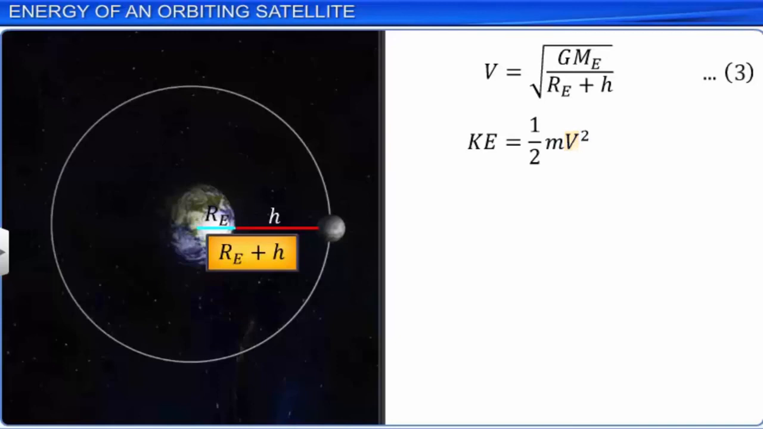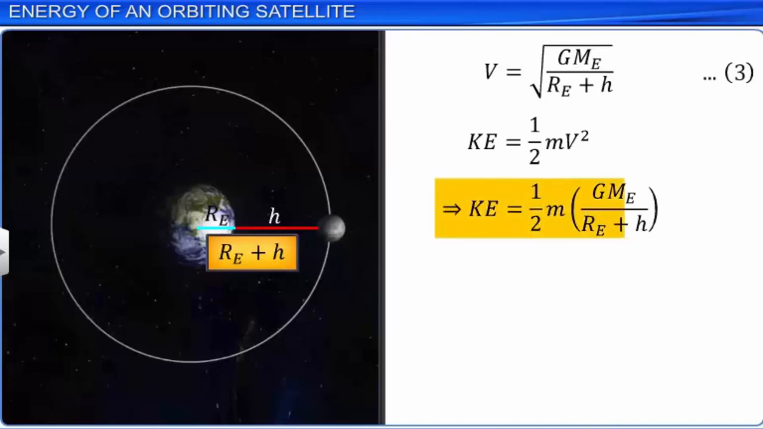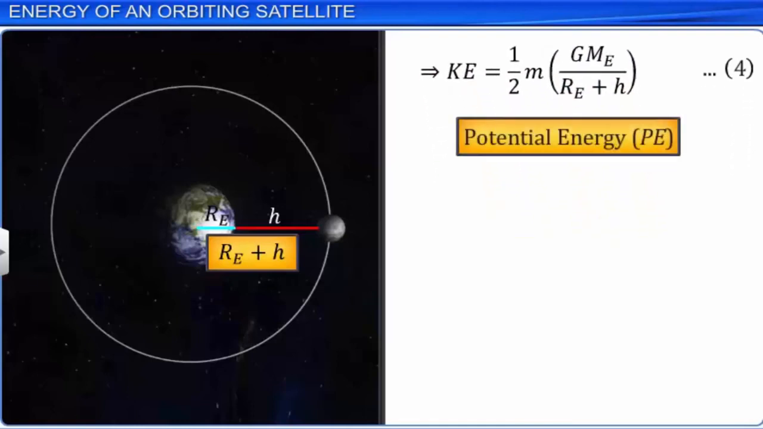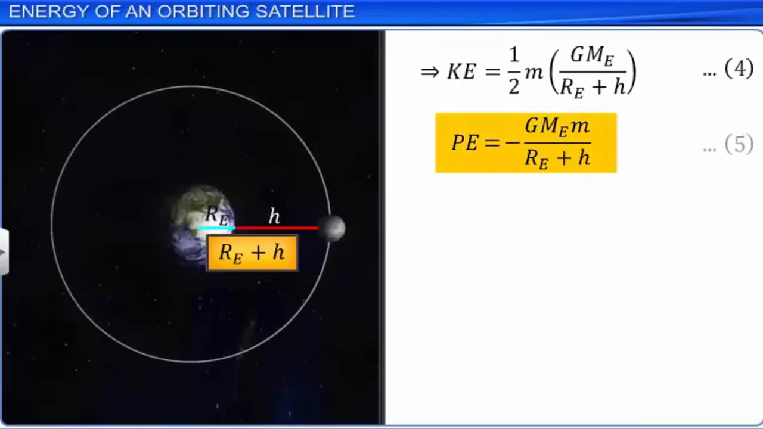Earlier, you learnt about the potential energy of a two-body system. Applying the concept of potential energy to the Earth-Moon system, you get the expression for potential energy as PE is equal to minus G M_E m divided by R_E plus h. Let this be equation 5.